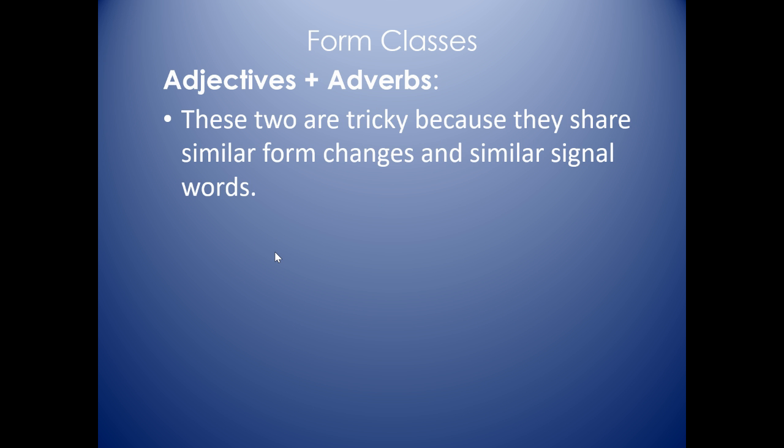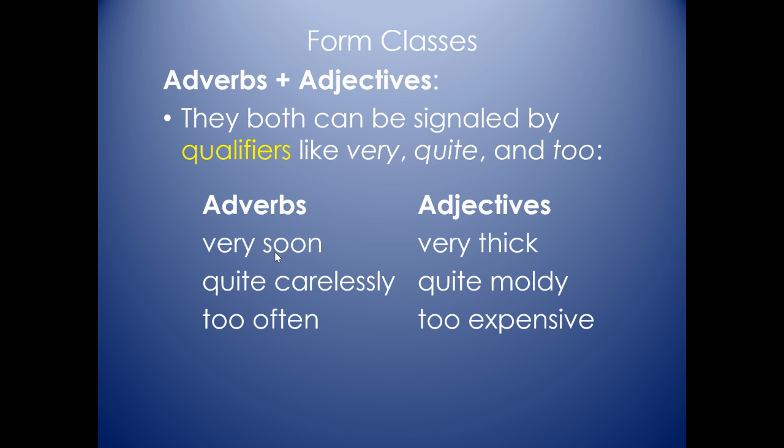Lastly, we have adjectives and adverbs. Now, we can give you a definition of them. That's not always going to be very helpful. As we look at the form, we're going to find the forms are also sometimes a little tricky. Both adjectives and adverbs share similar form changes and similar signal words. For example, both can be signaled with qualifiers, which we're going to get into a little later, but words like very and quite and too. I can put them in front of adverbs and adjectives and they both would accept them. I can say very soon, very thick, quite carelessly, quite moldy, too often, too expensive.